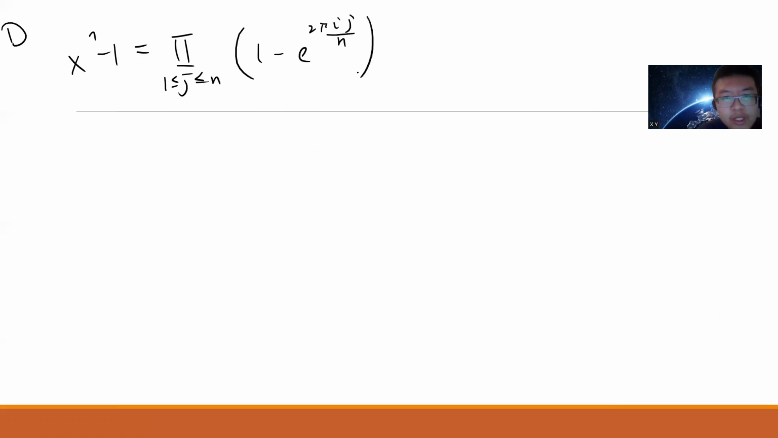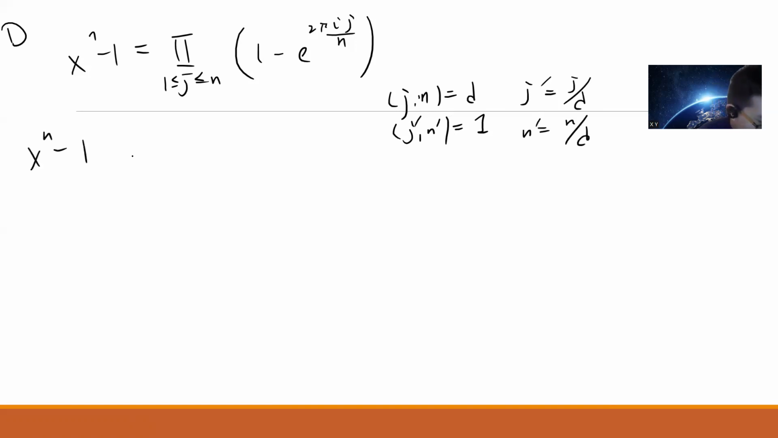First one, very simple. We just write x to the n minus 1, which is the product of x minus e to the 2 pi i j divided by n. You can consider any possibilities of j and n. You can let gcd(j, n) be d, and define j prime to be j divided by d and n prime to be n divided by d. Then x to the n minus 1 can be reduced to all the possible d. Basically you consider all possible d dividing n, and for that d you consider all the j prime which is coprime to that d. But by definition, this is just phi d of x.